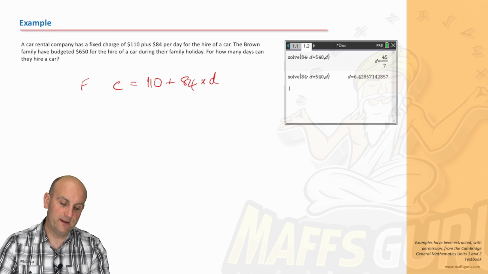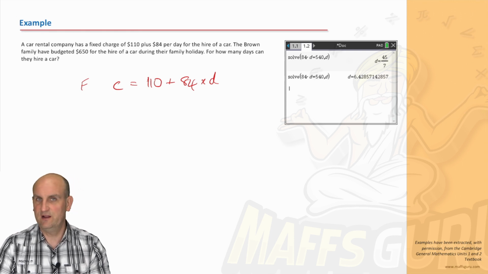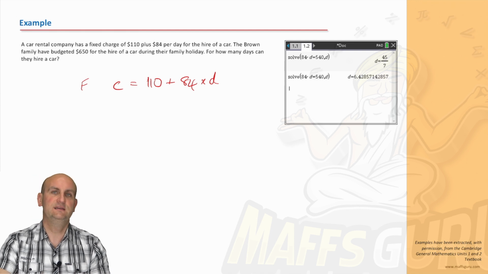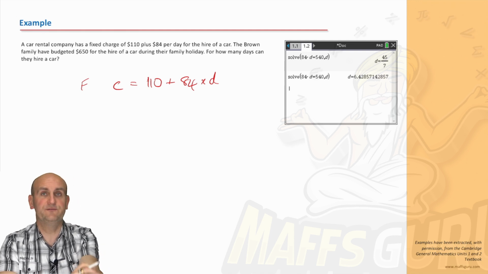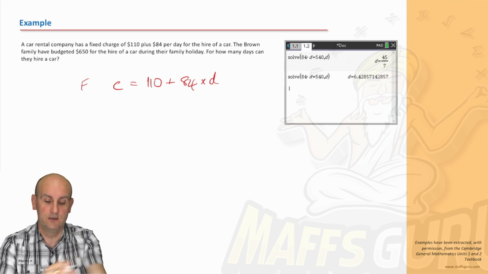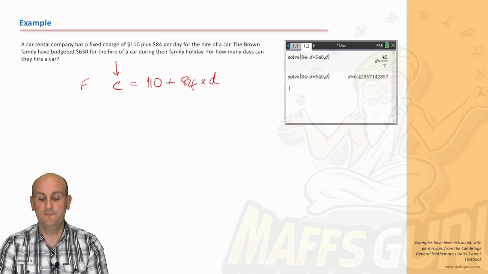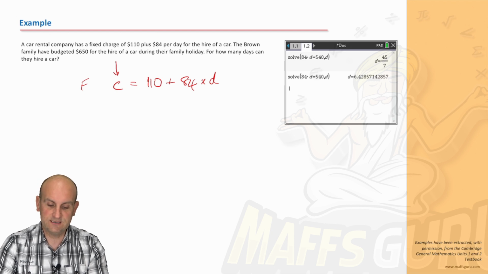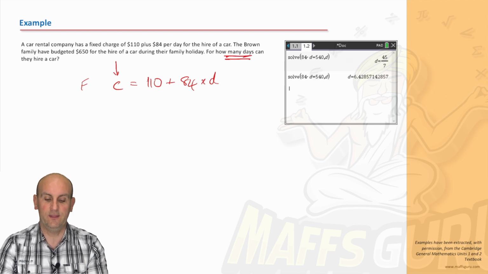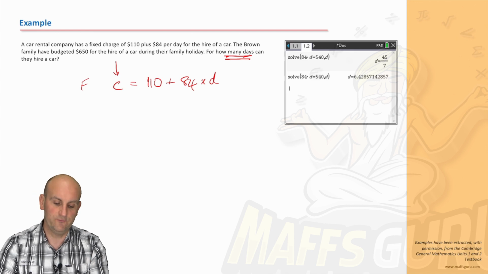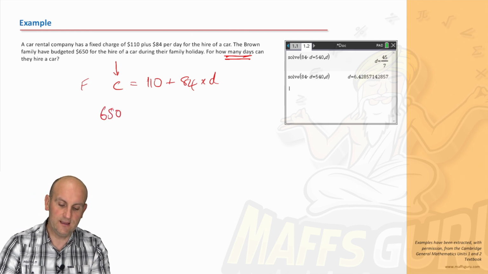The Brown family have budgeted $650 for the car. Is that the value of D or the value of C? Well, hopefully you don't think it's the value of D, because it's told you the cost of the car, and that's the C for the cost, not the number of days. We're going to find the number of days. So the question says, for how many days can they hire the car? They've given me 650. I'm going to put 650 in here is equal to 110 plus 84 times by D.